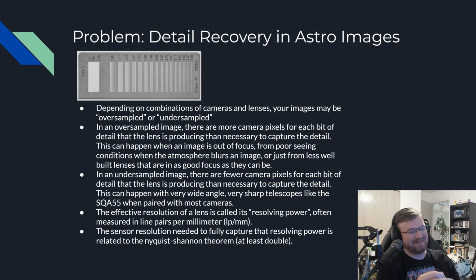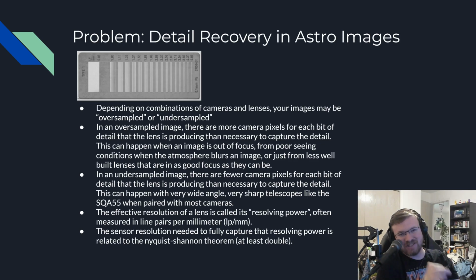And the effective resolution of a lens is called its resolving power, often measured in line pairs per millimeter. So there's a chart at the top here. It's like an instrument that would be used to measure a telescope's or lens's line pairs per millimeter, by holding it in front of the lens and seeing at which point various line pairs blur into just being gray instead of separate lines.